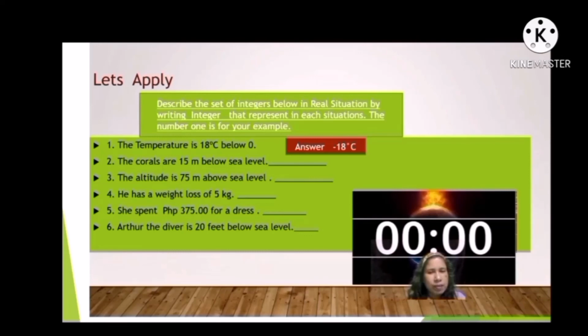The rule of positive numbers, there can be a sign or nothing, no sign, except the negative numbers, it must have a negative sign. She spent 375 for a dress, so 375. Arthur the diver is 20 feet below sea level, so negative 20 feet. Have you done checking? Count the number of correct and write your scores on the top.